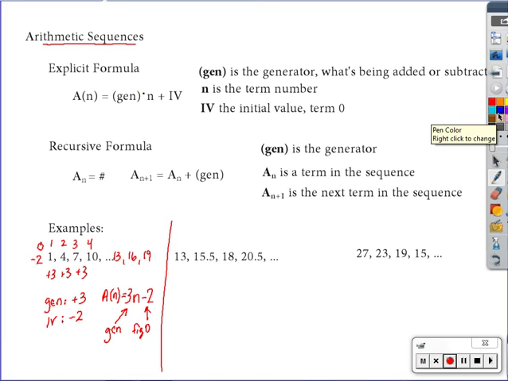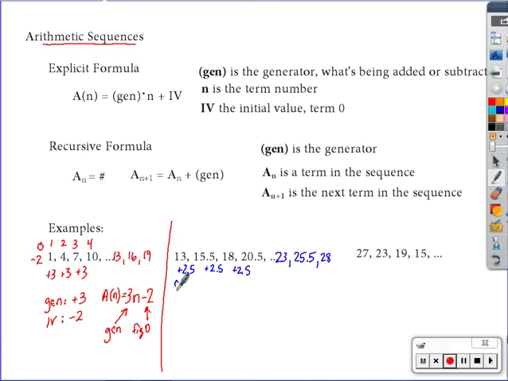The next example you see here, a little bit different. I have some decimals involved. There's nothing wrong with that. In each of these, I am actually adding 2.5. I can continue to add 2.5 to each of these, and I would get 23, 25.5, and 28.